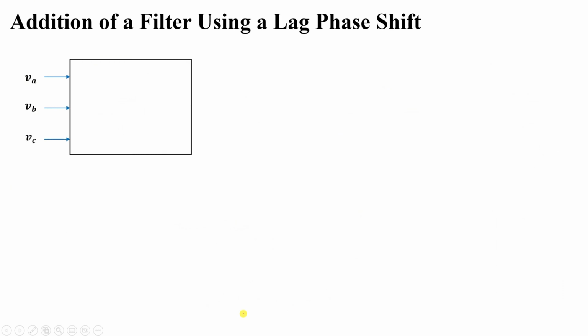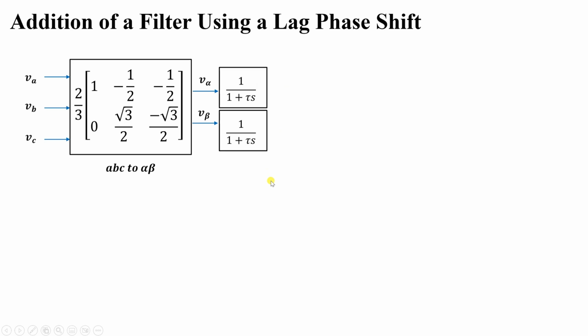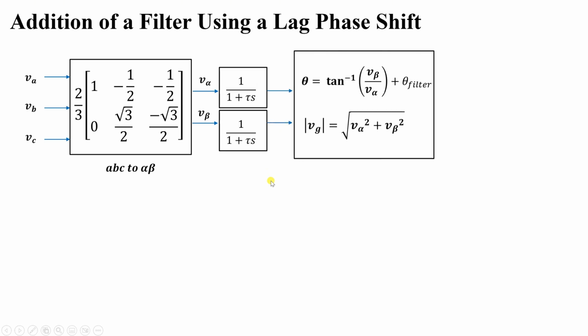Okay, so let's combine our system. We have the three phase A, B, C to alpha, beta. Again, we will have these two components, alpha and beta, with their own noise. Now, for each one, I'm going to add the filter to clear the noise from them. So we will have the filtered signal, and then I'm going to get the angle and the magnitude.